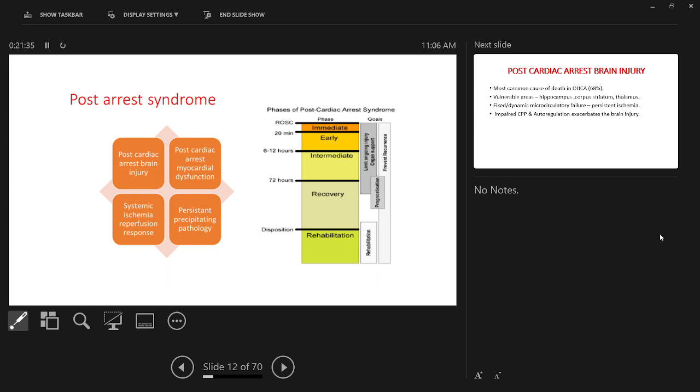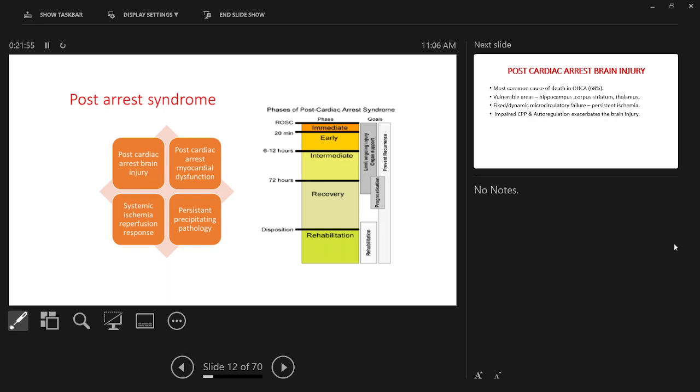Then what are the components of post-cardiac arrest syndrome? There are four components. Due to ischemia, the sites most vulnerable are the brain cells and the cardiac cells. One is post-cardiac arrest brain injury, which is the most common, then post-cardiac arrest myocardial dysfunction, the systemic ischemia-reperfusion response that I have described, and the persistent precipitating pathology.